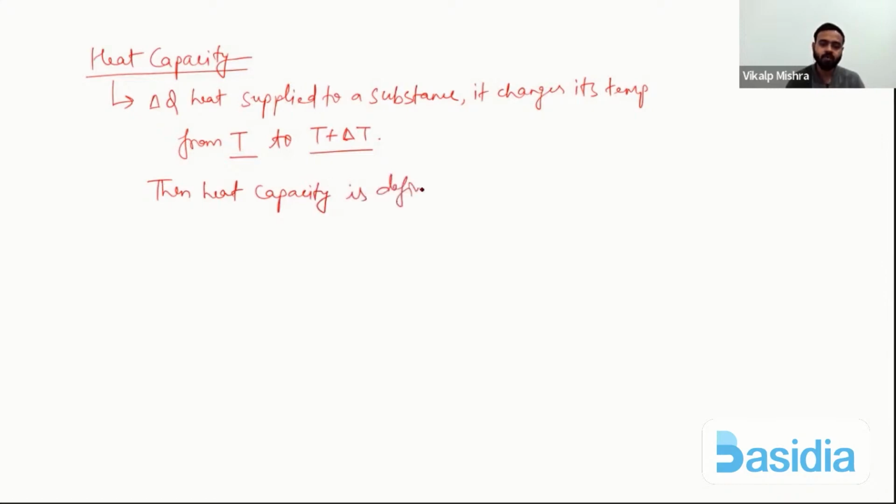So we can define heat capacity. We denote heat capacity by capital S, and it is defined as how much heat is supplied to the substance divided by how much temperature changed. Heat supplied divided by change in the temperature of the substance. So that is heat capacity, and its formula is delta Q by delta T. Its unit is joule per Kelvin. Joule is the unit of heat and Kelvin is the unit of temperature.